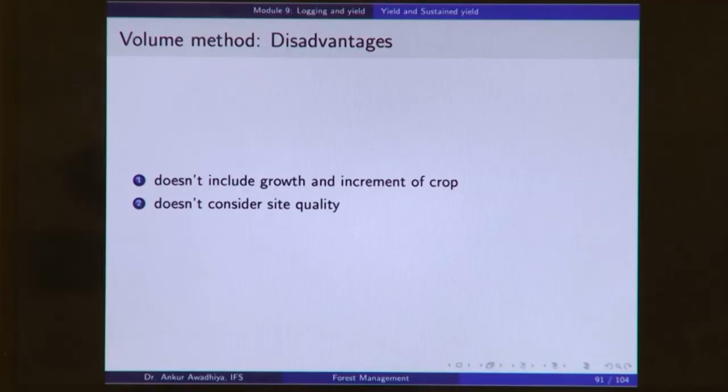extracting every year. Now, here again this is a very simplified way of putting things. It does not include growth and increment of the crop, because whenever you are doing these felling operations, they take time, and throughout this rotation period the crop will also be putting on growth, it will also be putting on increment, but this volume method does not talk about that. And here again it does not talk about the site quality.